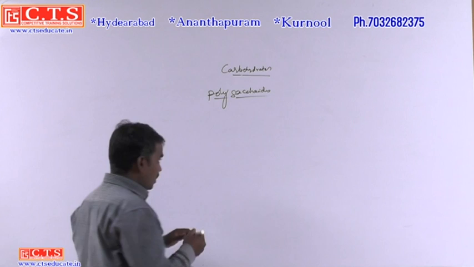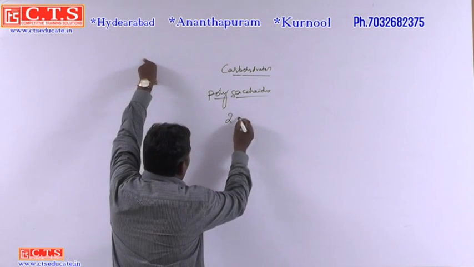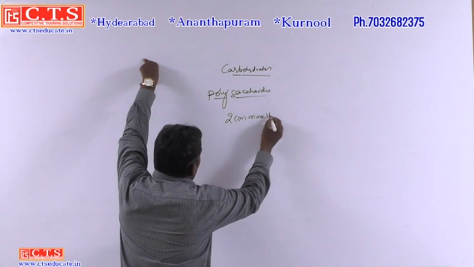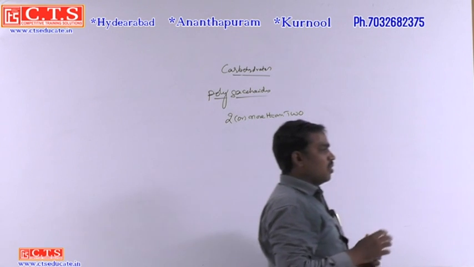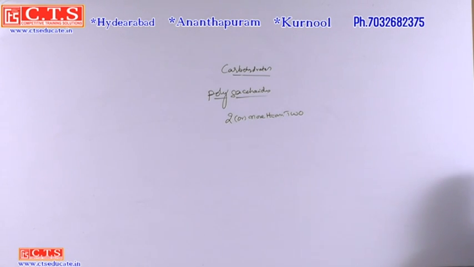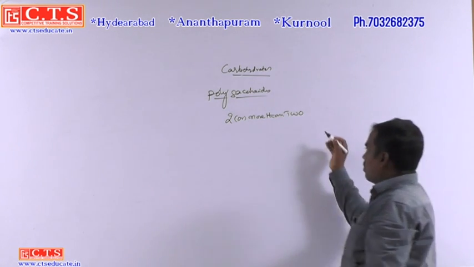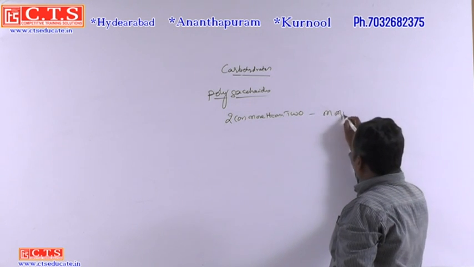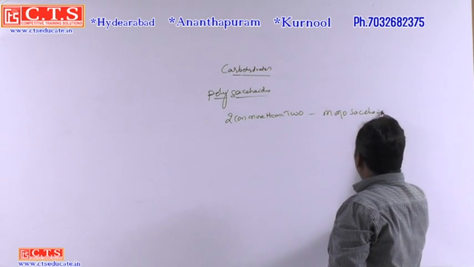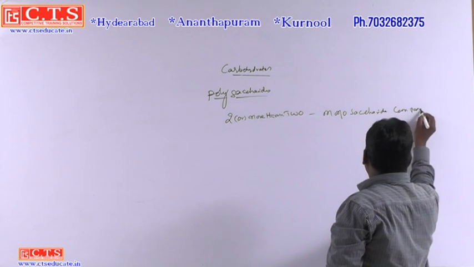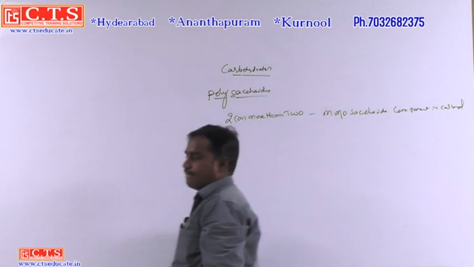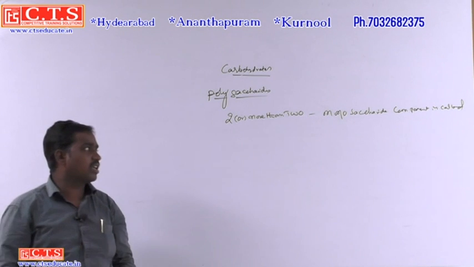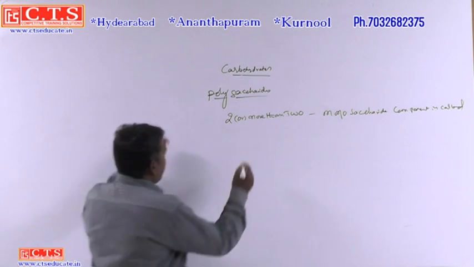Polysaccharides. Next one is two or more than two. Two or more than two monosaccharide components is called a polysaccharide.